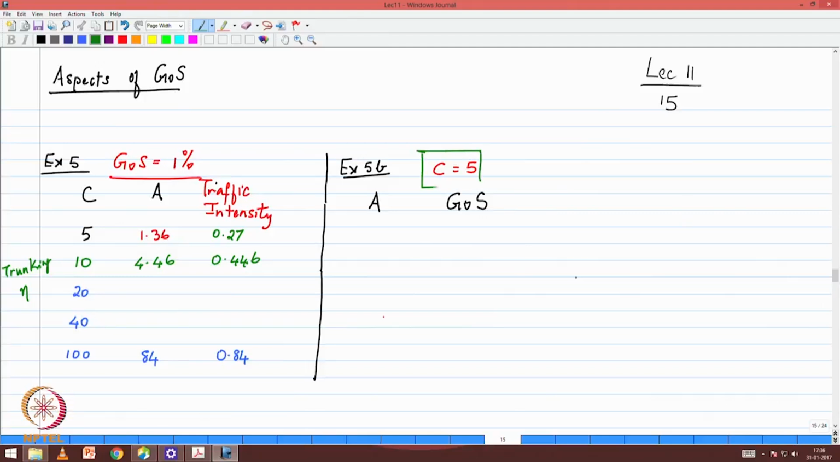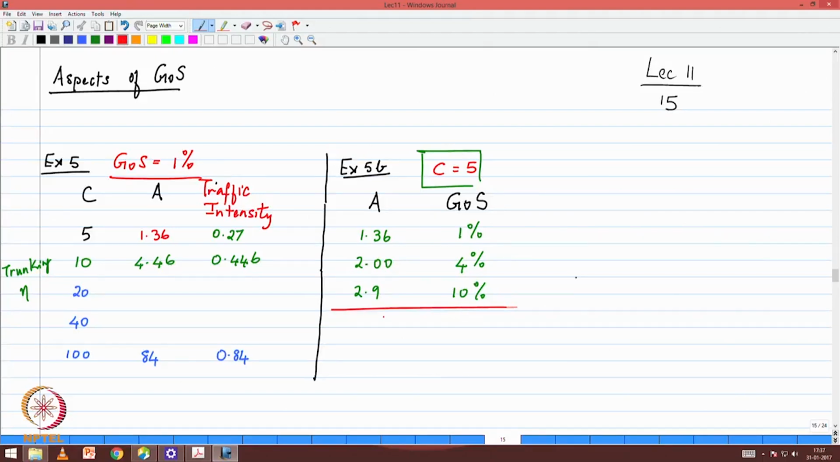Let's look at this particular result from a slightly different angle. Let me fix the number of channels as 5. If the offered traffic is 1.36 Erlangs, I know that I will achieve a grade of service of 1%. Increase this slightly to 2 Erlangs, and the blocking probability jumps up to 4%. Go to 2.9, and this goes to 10%. So notice that the traffic is only 2.9 Erlangs, nowhere close to the number of channels, but there is a non-linear growth of the blocking probability.